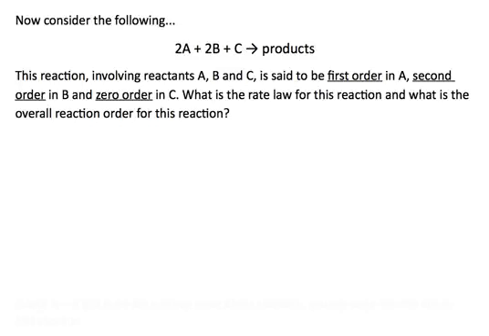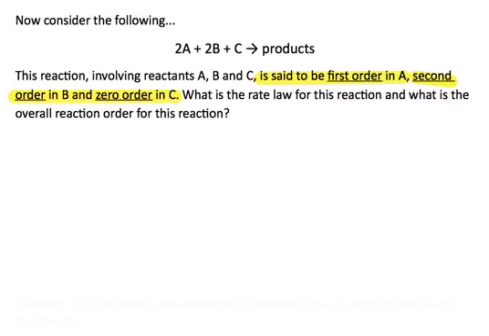All right, now I want to consider this simple generic reaction. We have 2A plus 2B plus C yields products. So we have some experimental evidence about this reaction then. The reaction involving these reactants is said to be first order in A, second order in B, and zero order in C. You'll see what zero order means in a minute, but what is the rate law for this reaction, and what is the overall reaction order for this reaction?